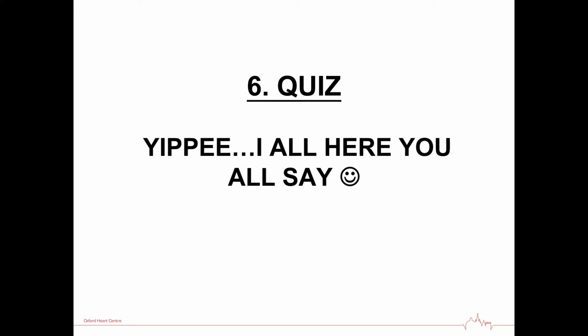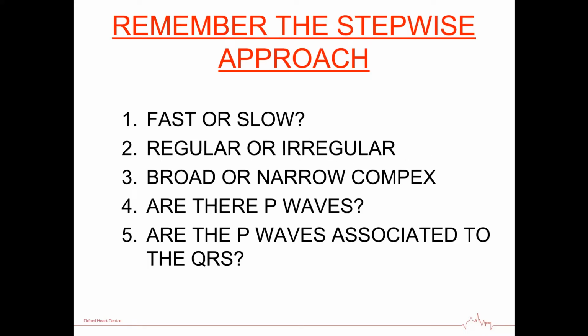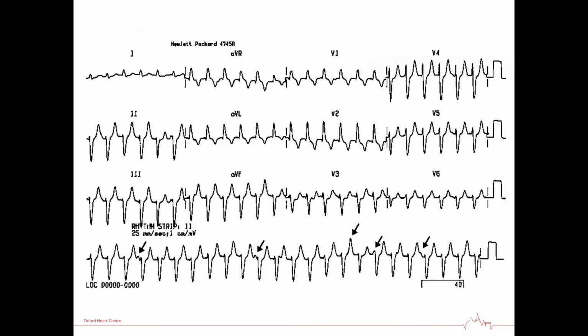Okay, off we go. Remember the stepwise approach. Is it fast or slow, regular or irregular, broad or narrow? Are there P waves? And are these P waves associated to the QRS?